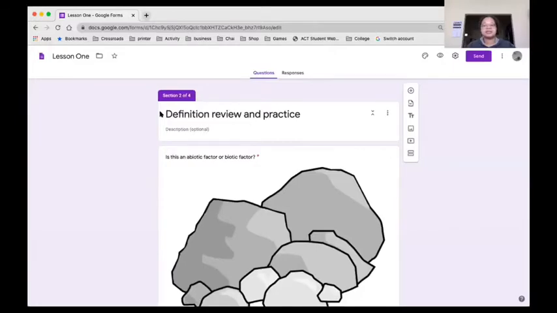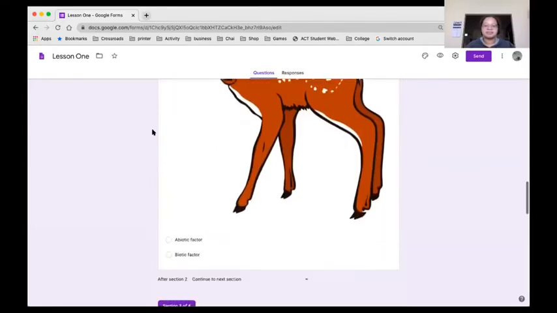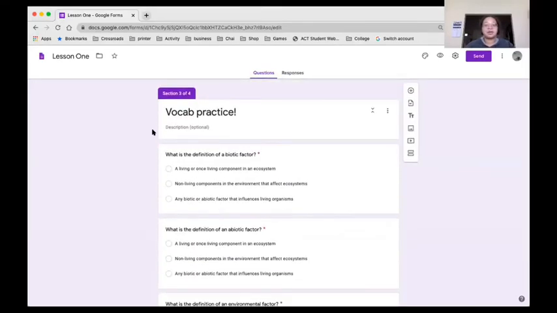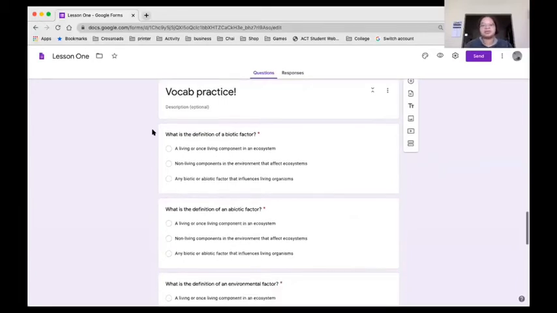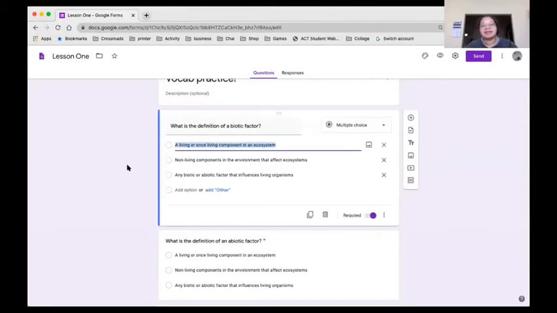So section 2 is definition, review, and practice. We got to make sure that you know what an abiotic or biotic factor is so we can play the next game. So you're going to answer a few of those questions. Then we're going to do a little bit of vocab practice, which is multiple choice. For example, what is the definition of a biotic factor? Do you remember? I think that it's a living or once living component in an ecosystem. So once you finish sections 2 and 3, we can go to the next game.